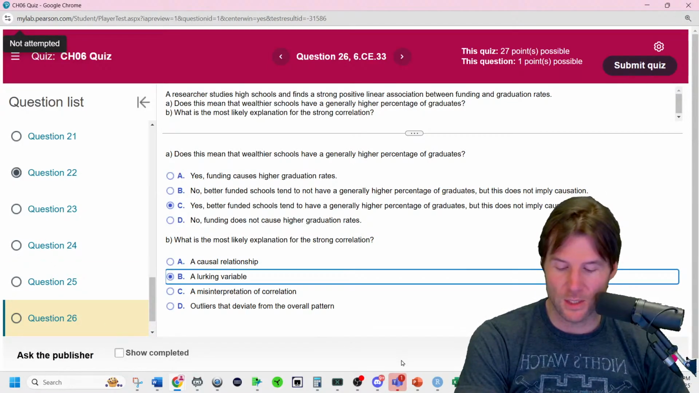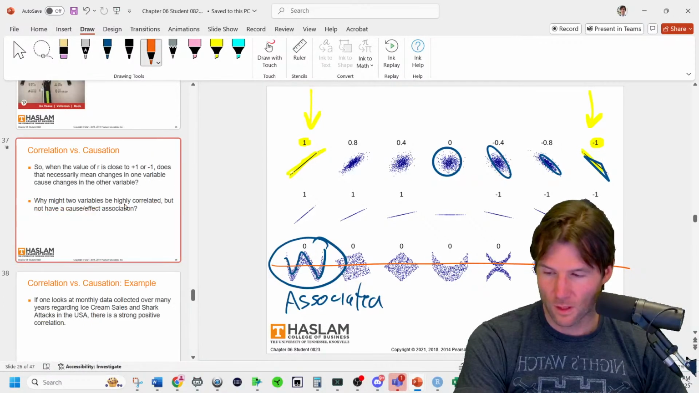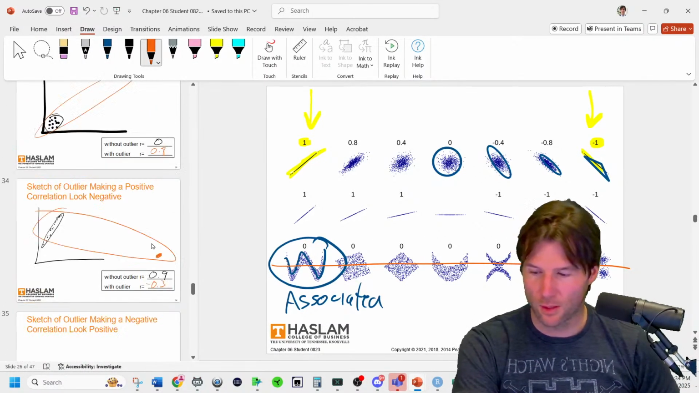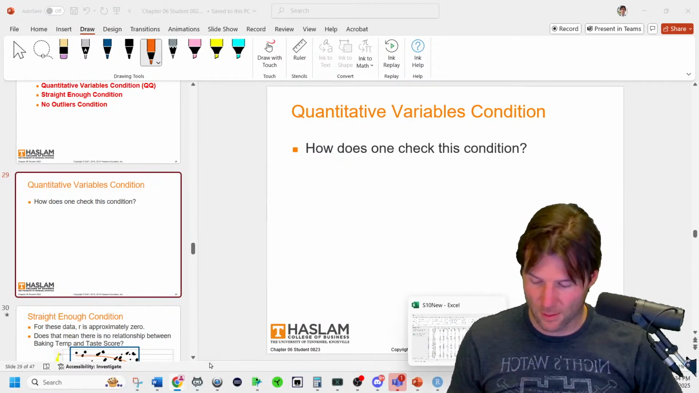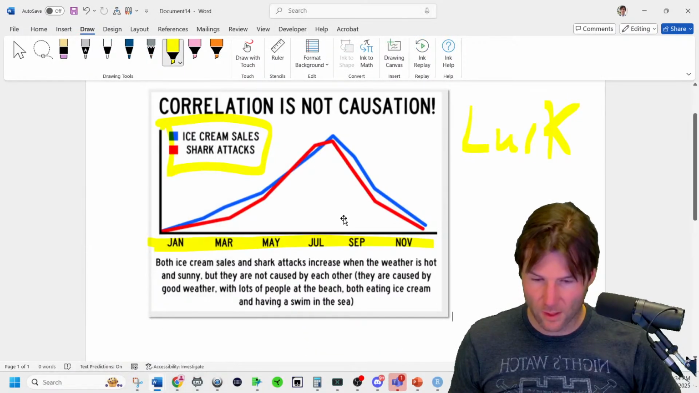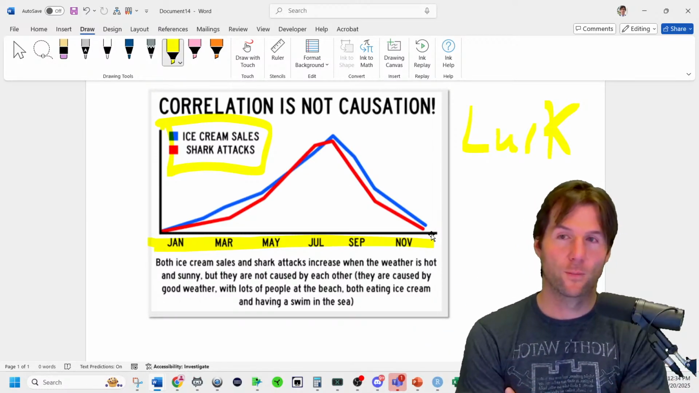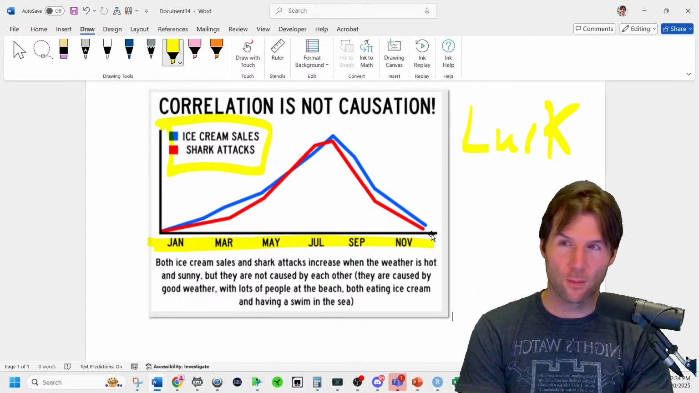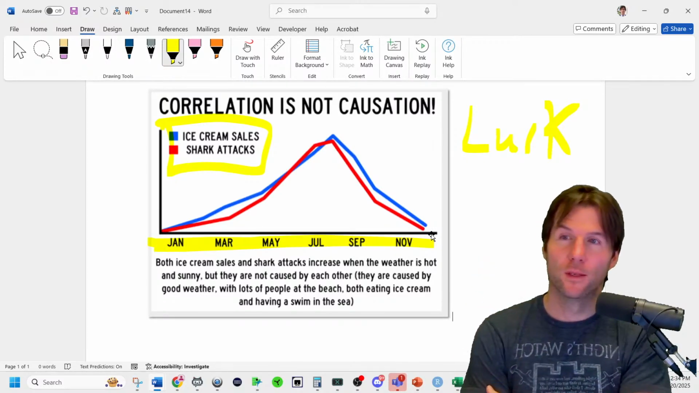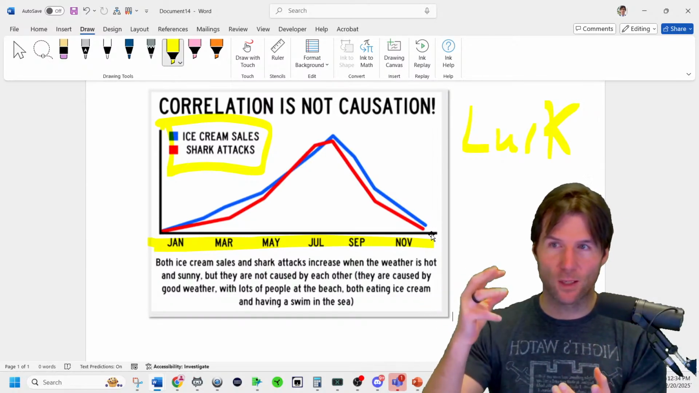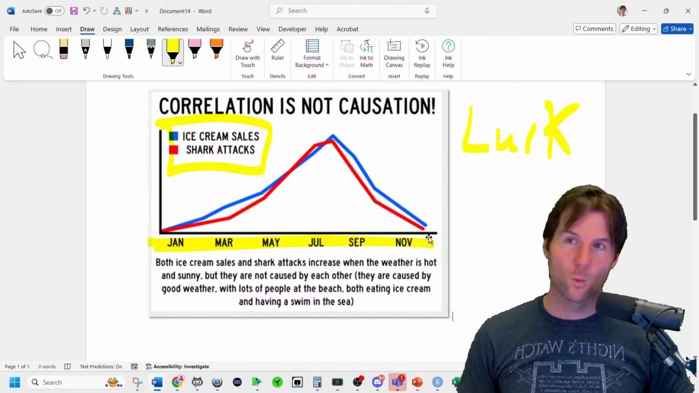We talked about this today in class where we talked about an example. What is the lurking variable for shark attacks and ice cream sales? Which is a variable outside the shark attacks and ice cream sales. Do you think shark attacks cause ice cream sales to go up, or ice cream sales cause shark attacks to go up? Month of the year, what time of year it is, is the variable.